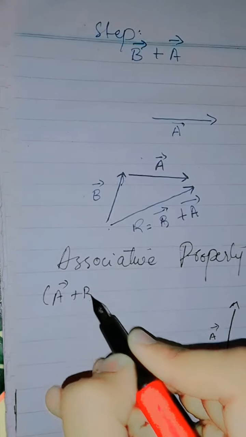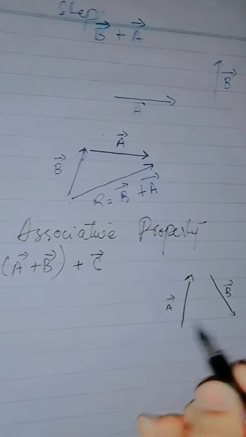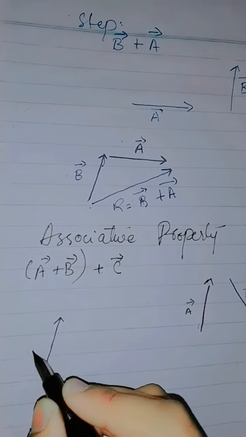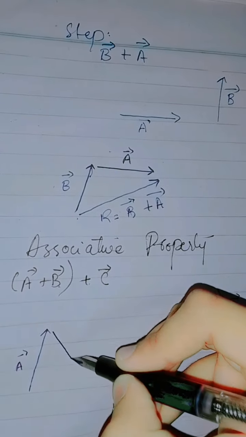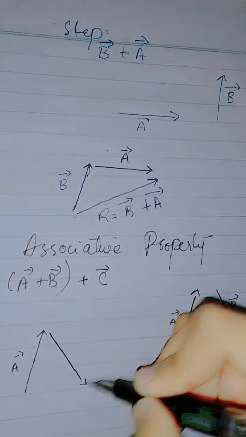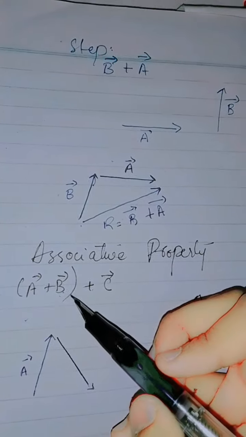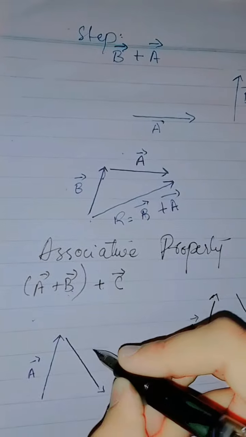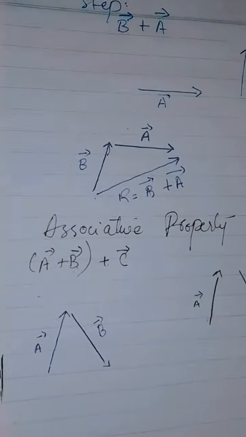Vector A plus B, then we'll add vector C. Firstly we'll draw vector A, then vector B. Vector B will be on the head of vector A, meaning the tail of the second vector will be on the head of the first vector. First of all, we'll only add these.